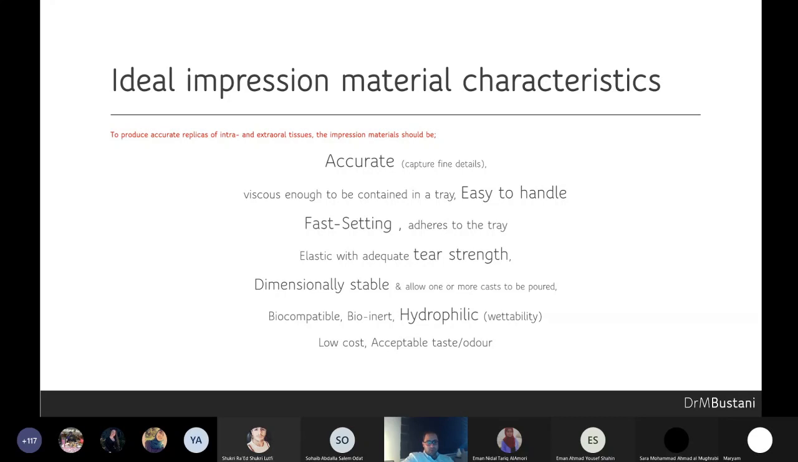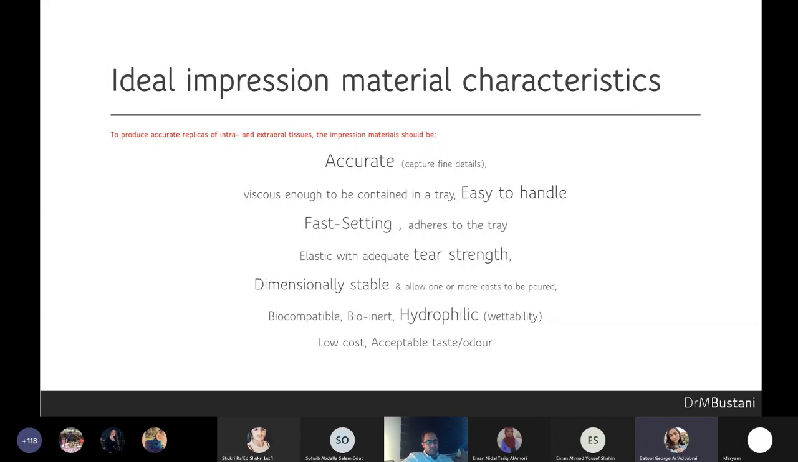Anyone got any question about the ideal impression materials? I know I've been talking for about 2 to 3 minutes. It might be all nonsense to you. So, any questions? I want to ask a question.